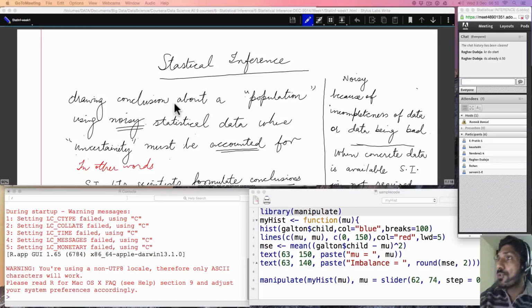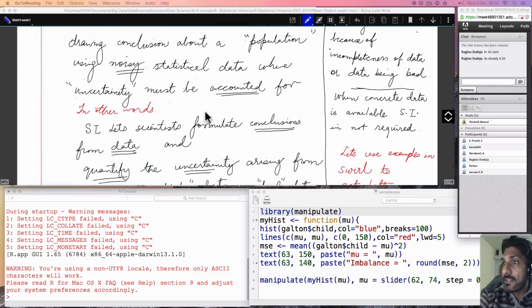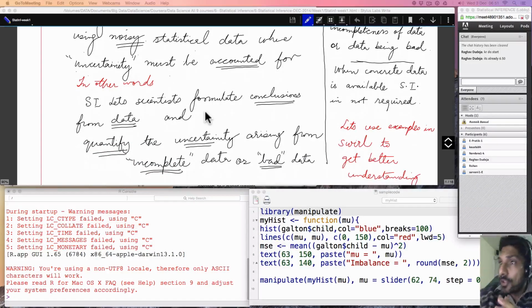So that is what statistical inference is, where you draw some conclusion about the whole population using sample data, using statistical data, which inherently will be noisy. But I will still have to take care of the uncertainty, right? Or in other words, you formulate conclusions from the data and you quantify the uncertainty arising from it. All right, that is important.